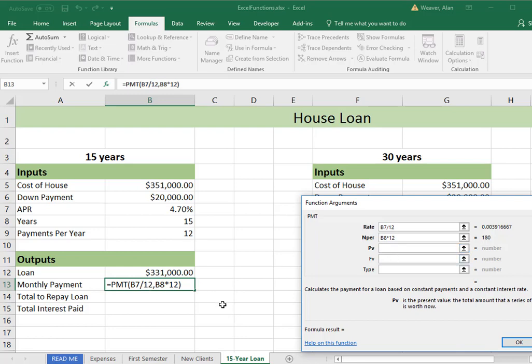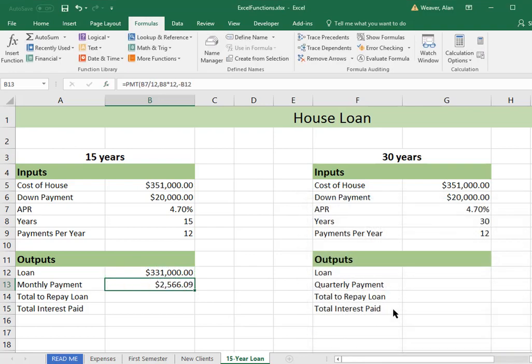We want it to appear as a positive, so hit the minus sign first. It gives the result here. So that is what the loan will cost. Next thing you want to know is how much it is going to cost to pay off this loan in total. You're paying this every month for 15 years.